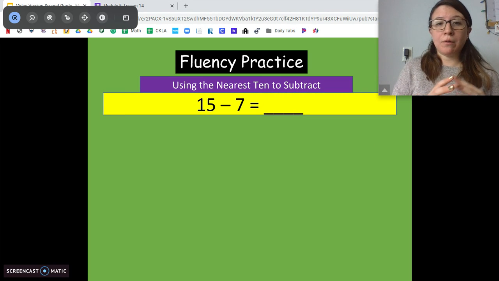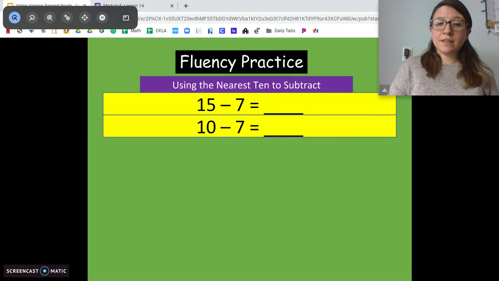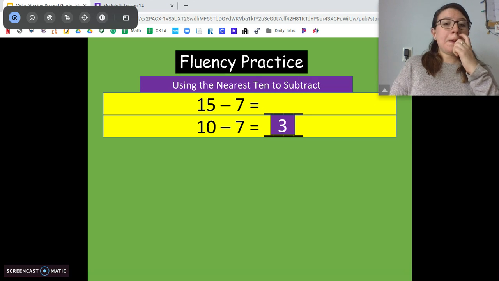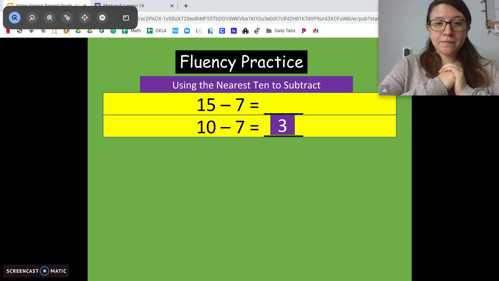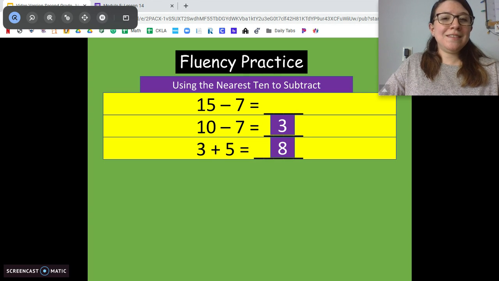Again, a little bit different. Now we're doing minus 7. 15 minus 7. So we're going to start off with 10 minus 7. 10 minus 7 is? Good. Now we got to add in our extra ones. What's our next number sentence going to be? Yep. 5 plus 3. And then we're going to get 8. And 15 minus 7 is 8.